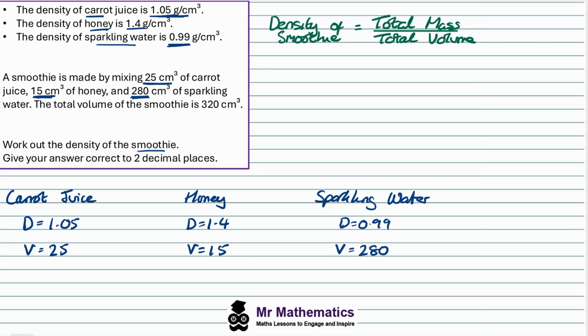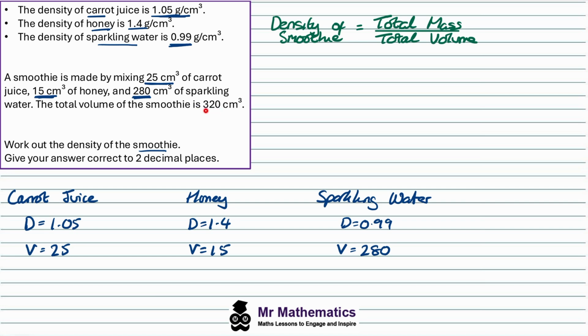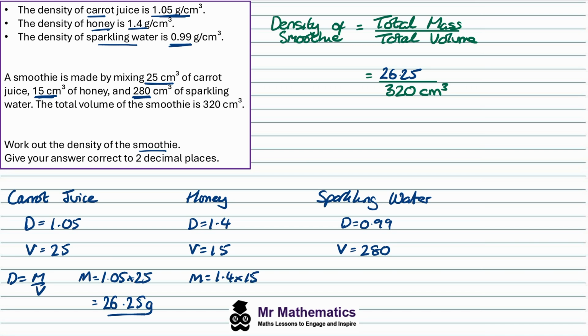And we're told here that the total volume is 320 centimeters cubed. And we can work out the mass of these 3 separate ingredients. So if density equals mass over volume, then the mass will be the density times volume. So for carrot juice, it'll be the density 1.05 times the volume of 25, which works out as 26.25 grams. And then for the honey, the mass will be the density multiplied by the volume, which gives us 21 grams.